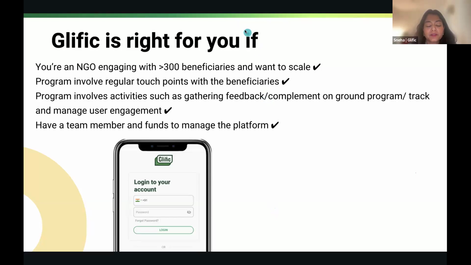I'm just gonna stop sharing my screen. Okay, all right. I'll hand it over to Thomas. If you have any questions on the platform, we'll take it towards the end. Thomas, over to you. Thanks, Neha. Could you help me with the presentation if you don't mind? Yeah, sure. Good afternoon, everyone.